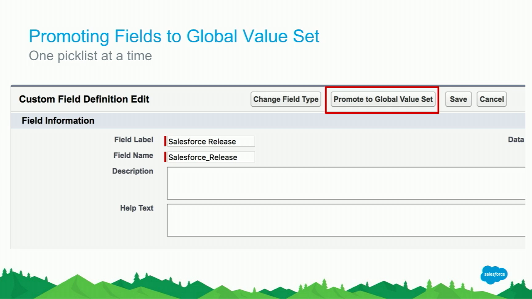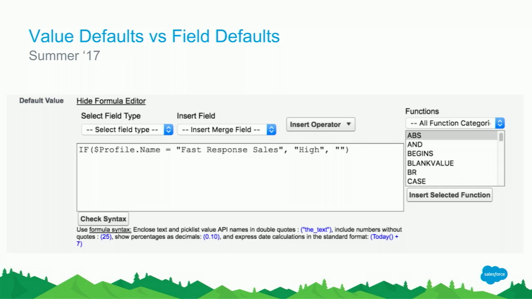So, as I mentioned, promoting fields to global value set, it's as simple as a one-button click. You should be able to go edit your field and see the new button if you're already in summer. And the only restriction is that the field should be restricted, meaning that it cannot have more than 1,000 values, both active and inactive. And you can switch your field to restricted by one checkbox, and I'm going to show it later.